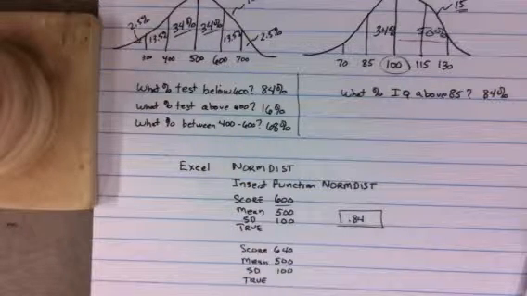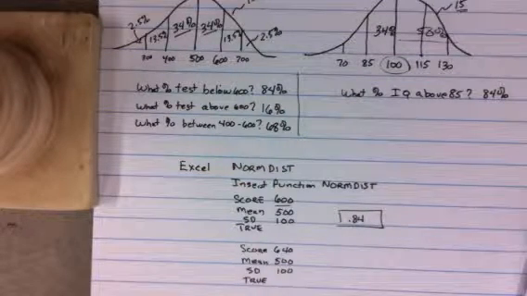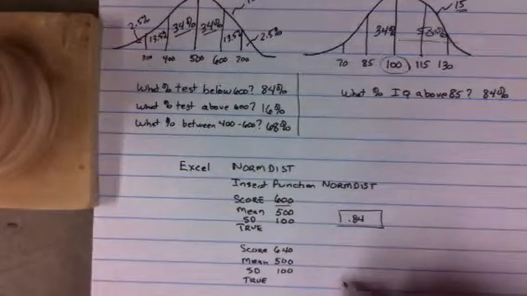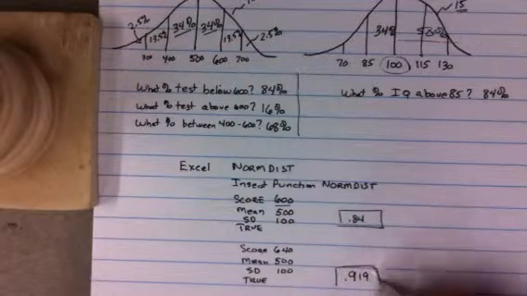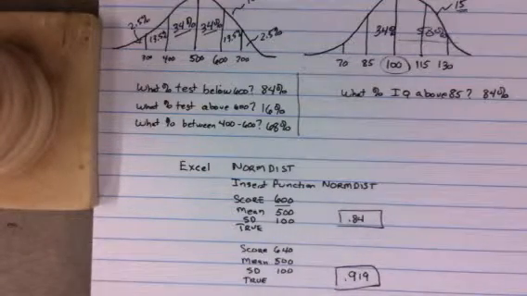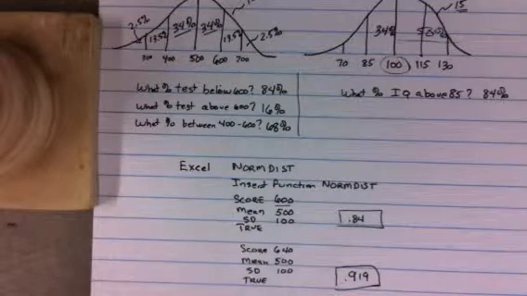It asked me for the score at 640. It asked me for the mean, 500. It asked me for the standard deviation. I punched that in. It asked me the question whether it's cumulative. I say true. And our answer actually comes back as 0.919. Or in other words, 92% of the people score below 640 on the SAT reading. So if any of you scored above 640, congratulations. You tested higher than 92% of the people taking the test.